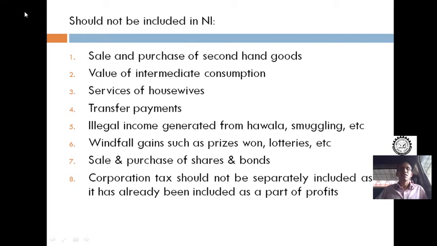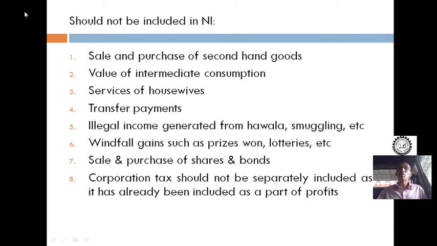Number six, windfall gains such as prizes won or income received through lottery, etc., are also excluded from national income calculation. Then number seven, sale and purchase of shares and bonds.